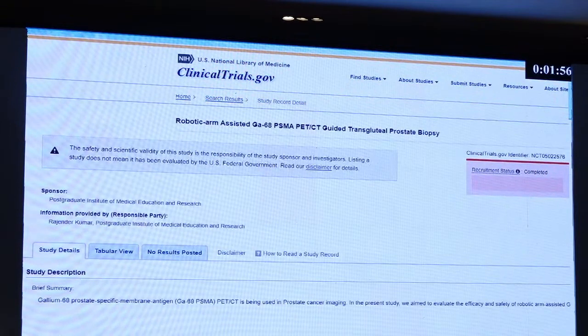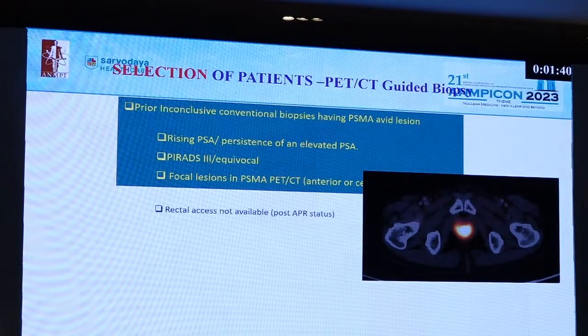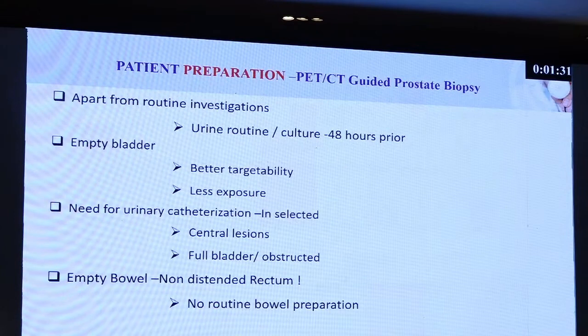So we started this clinical trial of doing biopsy from these prostatic lesions under a robotic arm. We selected patients with elevated PSA levels, with PIRADS 3 and equivocal lesions, with focal lesions on the PSMA PET-CT. We also recruited patients who had no access through the rectum, patients post APR, and patients with metallic implants, in whom MPMRI cannot be done. Patient preparation I'm not going to discuss; it is almost the same.